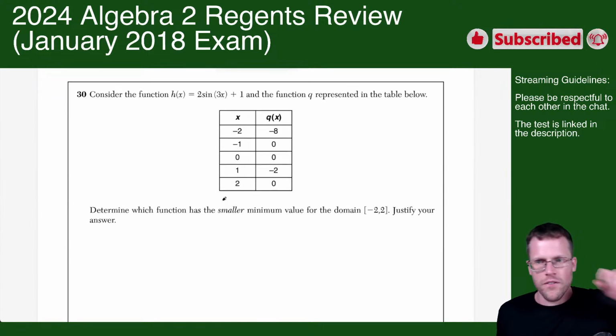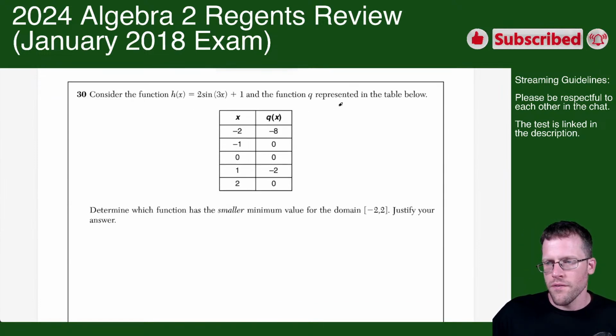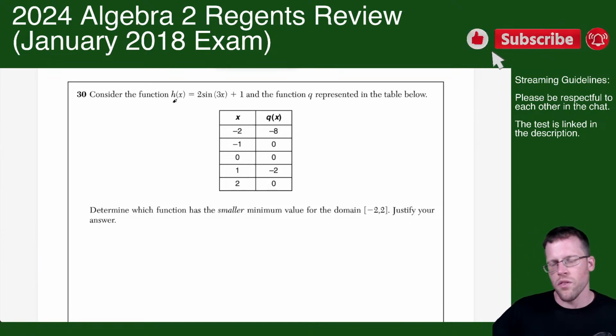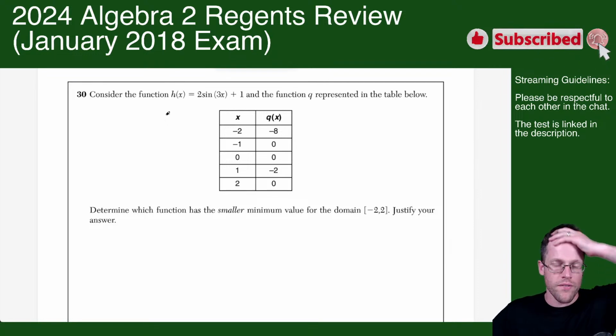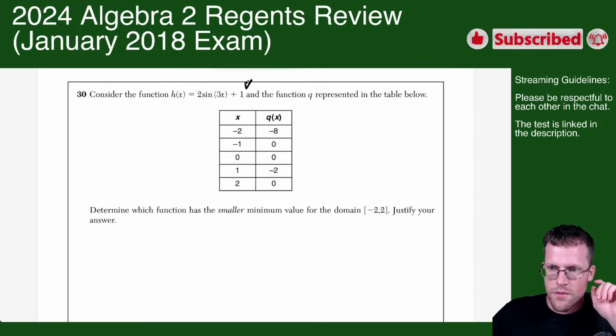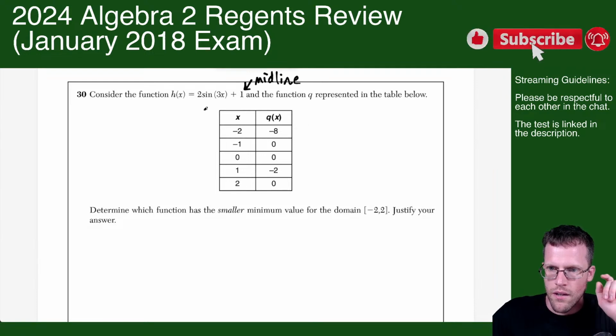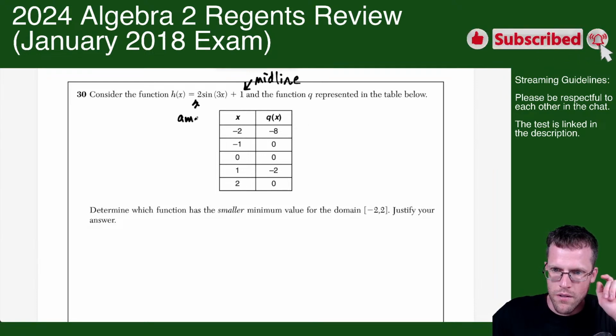All right, consider the function h of x and the function q represented in the table below. Determine which function has the smaller minimum value. Well, this is something we're going to have to know or deal with later in the last question, graphing a trig function. So this is the midline, and this is the amplitude. Okay, so that's the amplitude.